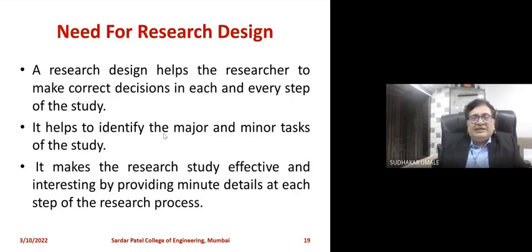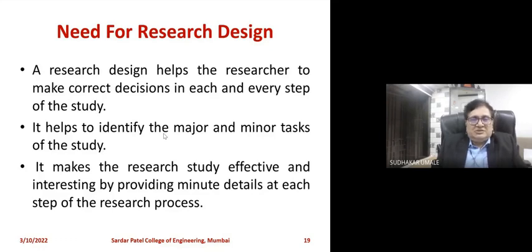So why do we need a research design? Somebody has asked me this question. Then you understand why there is a need for research design. So I will answer that. A research design helps the researcher to make correct decisions in each and every step of the study.